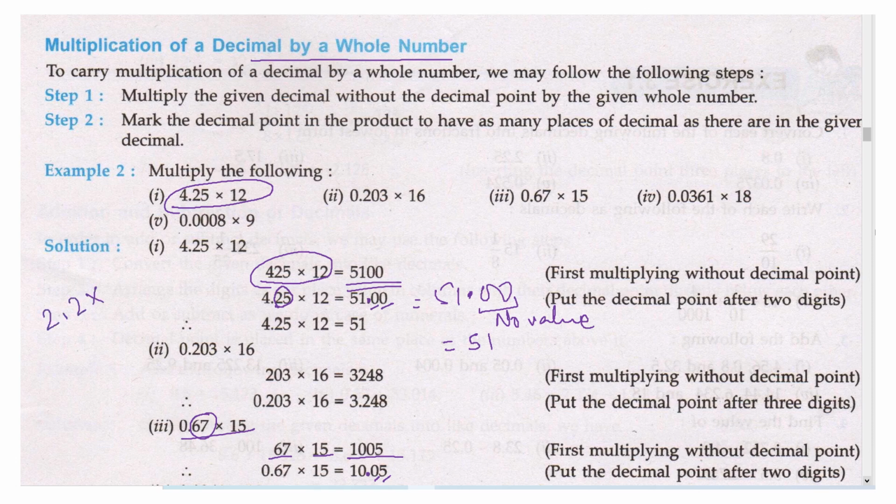2.2 into 5. So you just do 22 into 5. How much is that? 5 2s are 10, 0, 1; 5 2s are 10, 1, 11. Now how many decimal places? One decimal place. So from the back, count one digit and put a decimal. So 11.0 will be written as 11 as the answer.